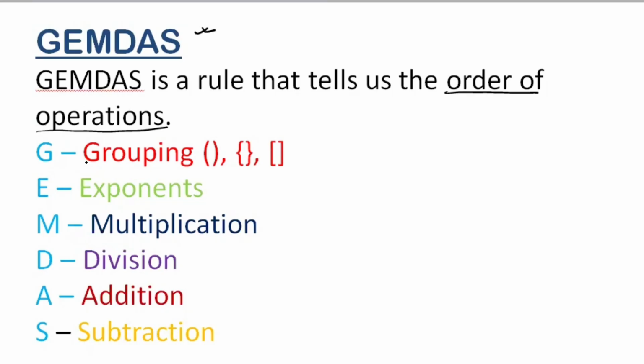We have to solve the grouping first. Then we have to solve the exponents. Then comes the multiplication, then the division. Then addition. And last we have to solve the subtraction. We always solve math problems in this order.